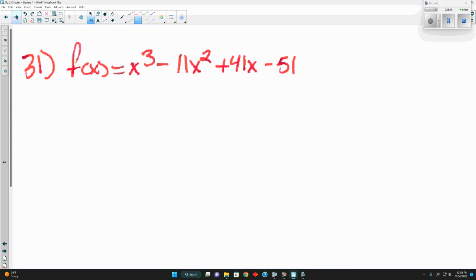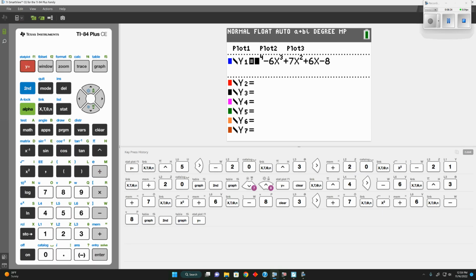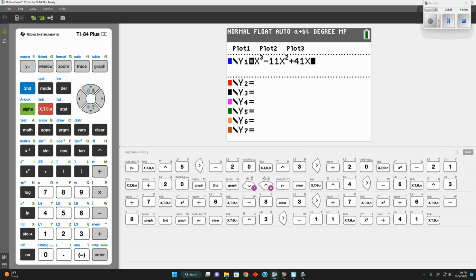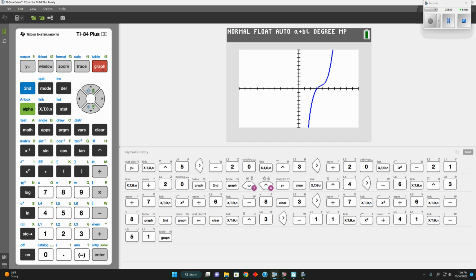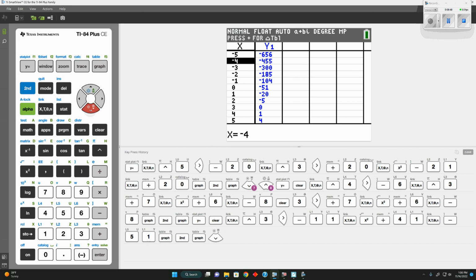So if we look at the next one, x cubed minus 11x squared plus 41x minus 51. So let's go on and graph it. X to the 3rd minus 11x squared plus 41x minus 51. Graph. How many times does it cross the x-axis? Once. And if we look at the table, one of the solutions is 3.